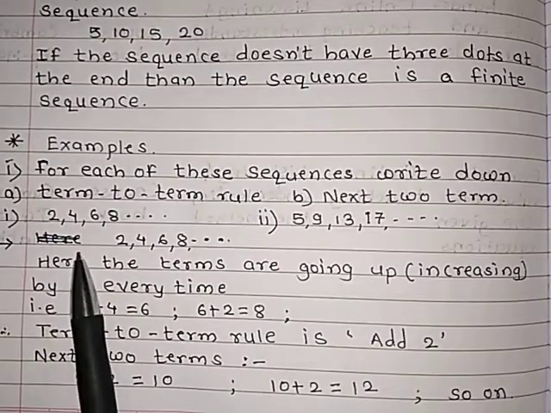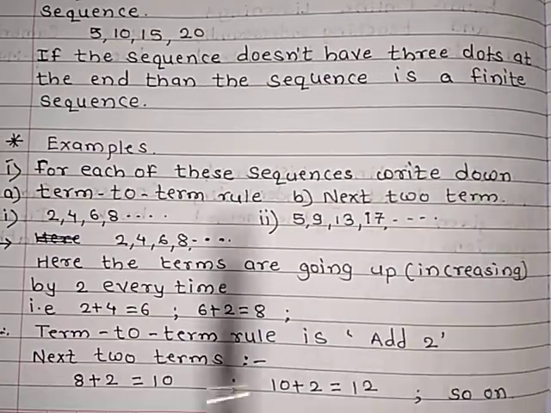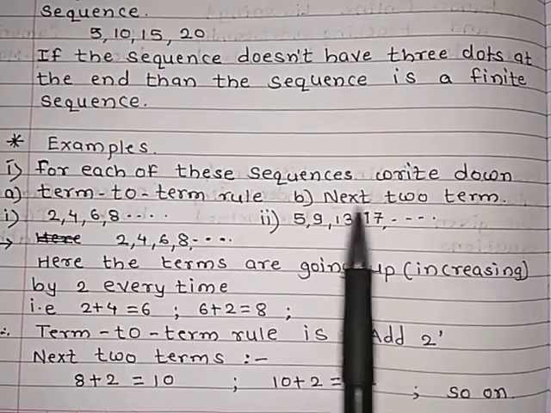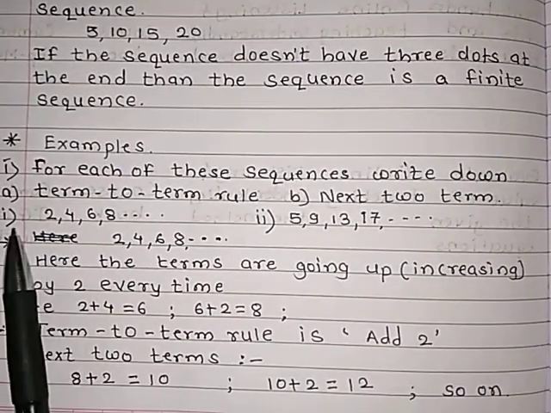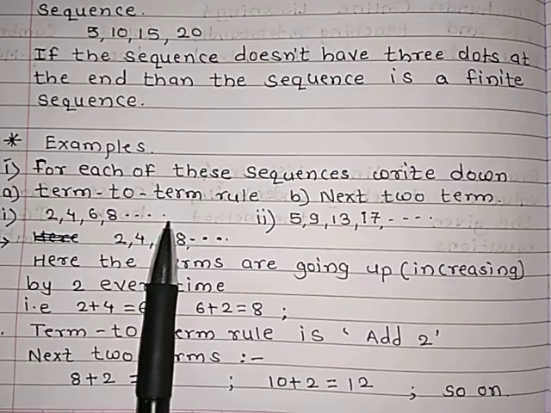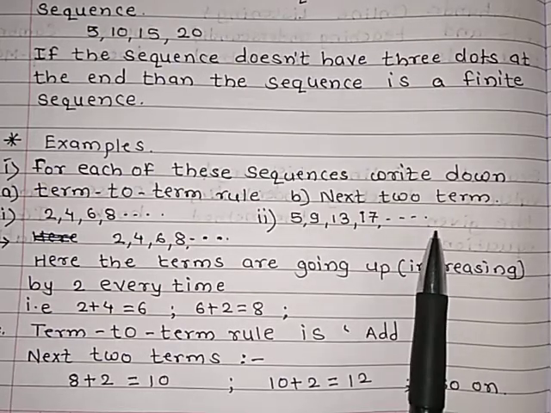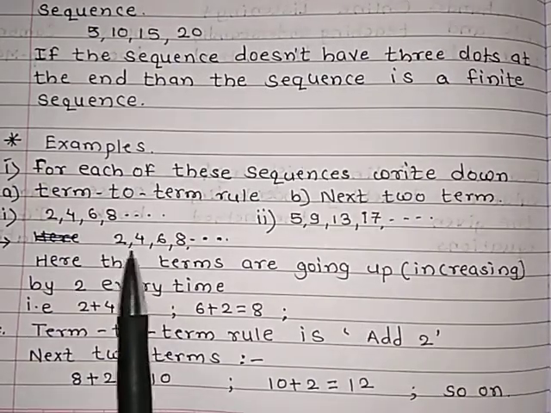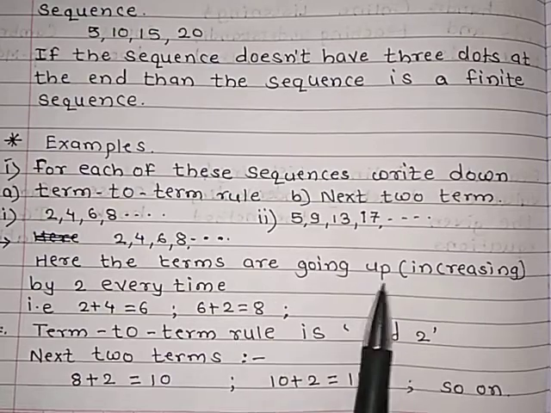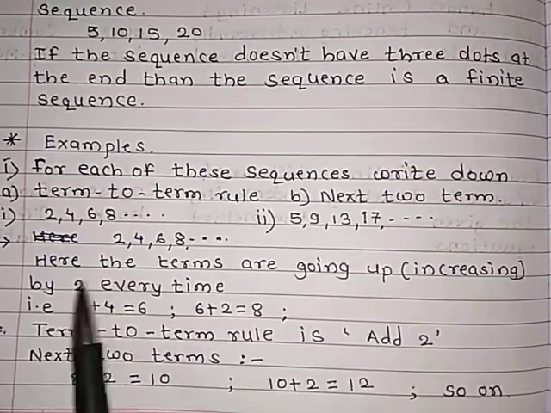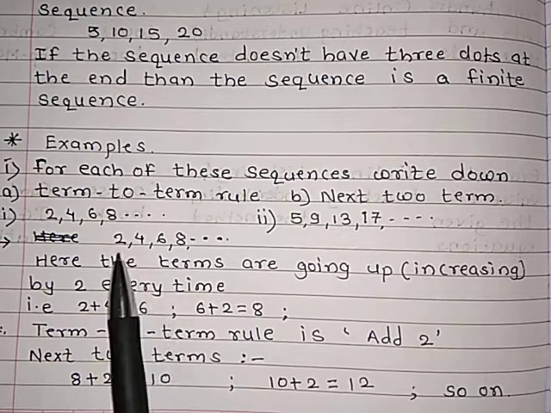Now see the examples. The first example: for each of these sequences, write down the term to term rule and the next 2 terms of the given sequence. The first sequence is 2, 4, 6, 8 dot dot dot. The second is 5, 9, 13, 17 dot dot dot. Now the first one: 2, 4, 6, 8. Here the terms are going up, increasing by 2 every time, meaning there is a difference of 2 between two consecutive terms.